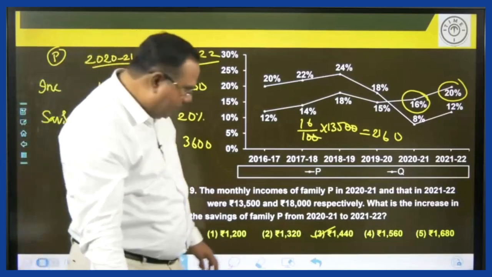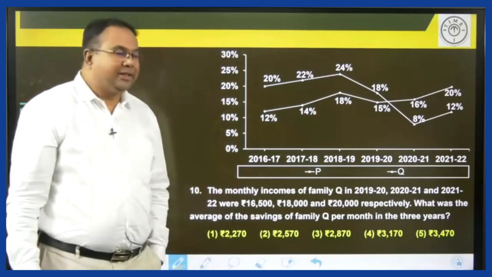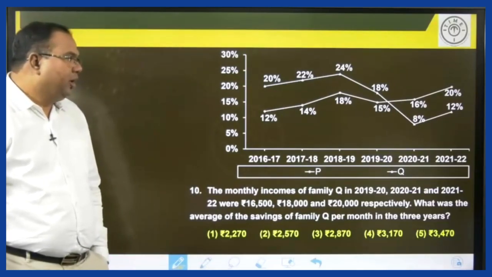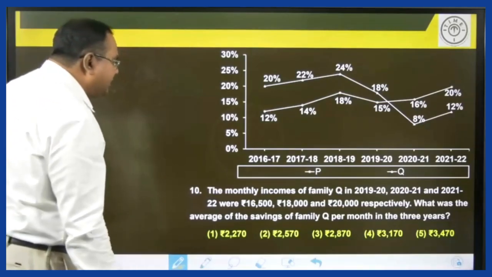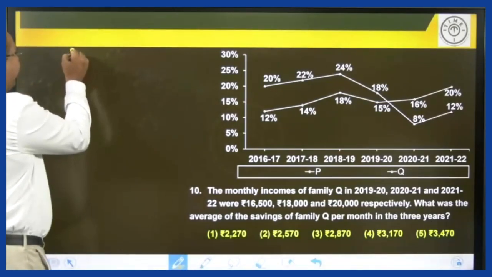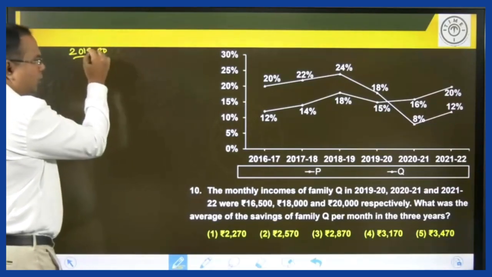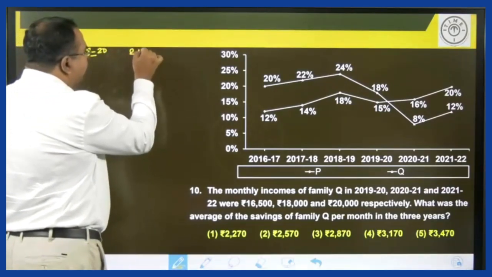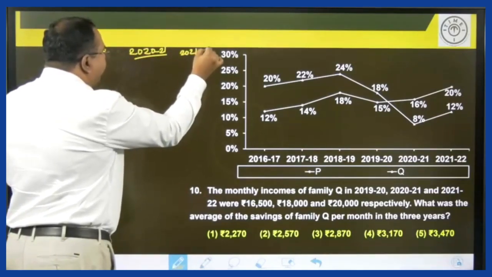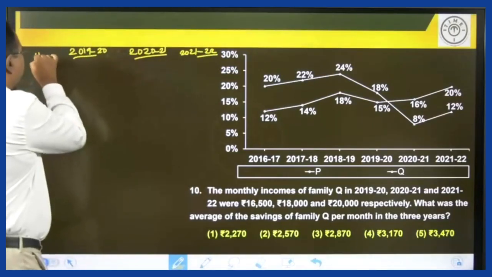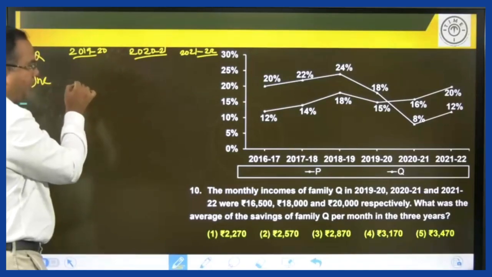Right, students? Let's move ahead. Look at question number 10. Monthly incomes of family Q in 2019-20, 2020-21, 2021-22. Let me write: 2019-20, 2020-21, 2021-22. He's talking about Q. What are their incomes? Incomes are 16,500.